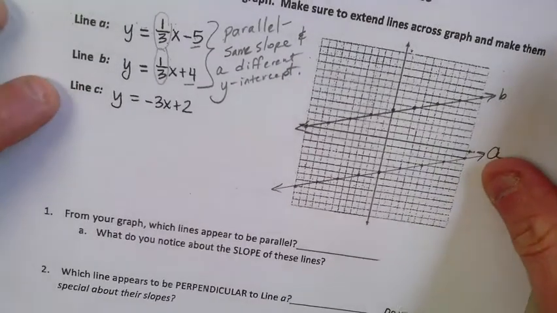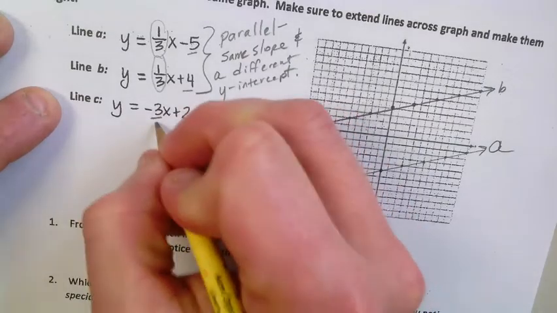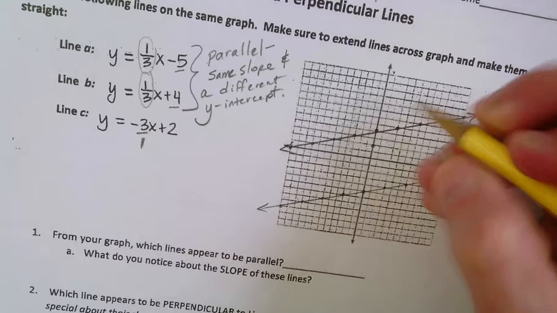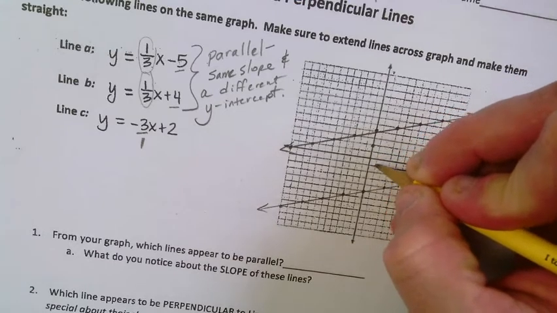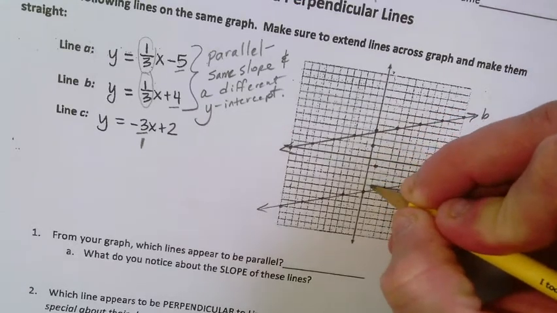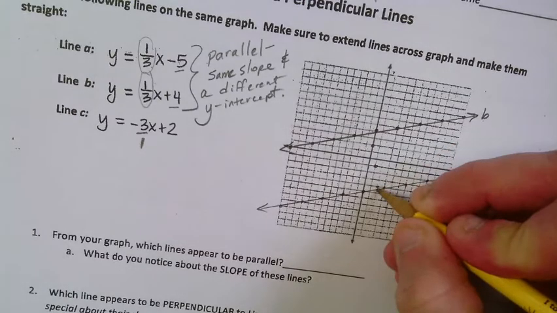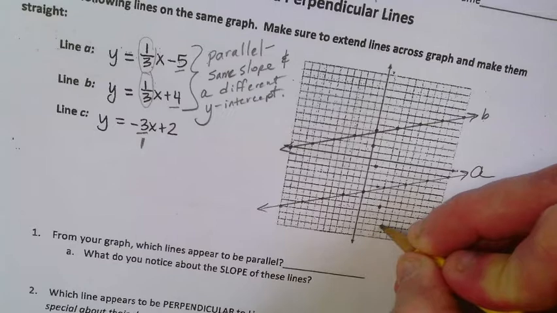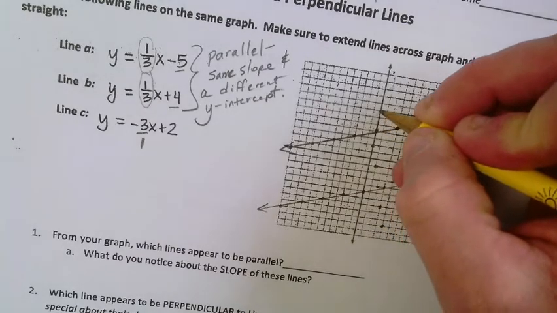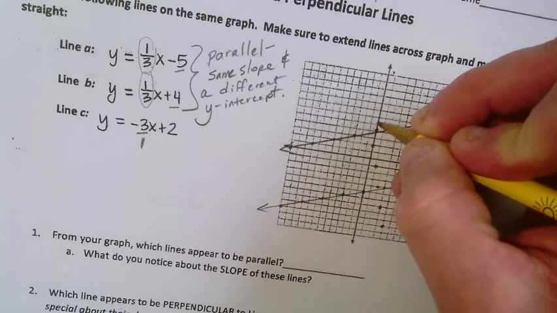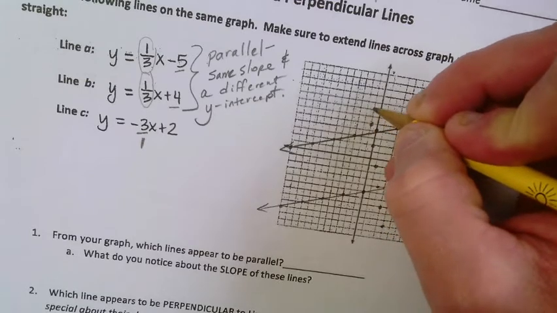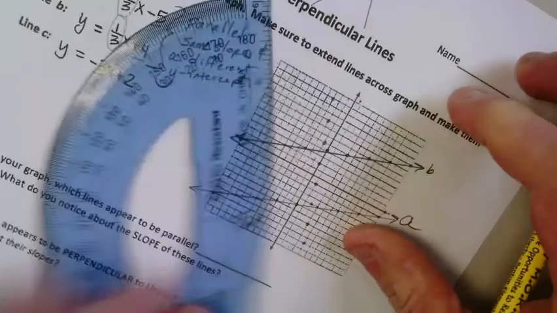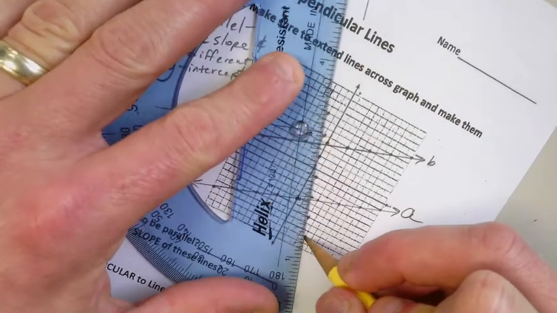Now, for line C, we have a -3 slope with a y-intercept of 2. So I'm going to go up 2, and I'm going to do a -3 slope. Negative 1, 2, 3, positive 1. 1, 2, 3, positive 1. Go ahead and graph this out.